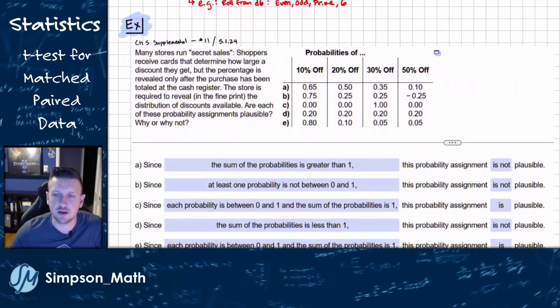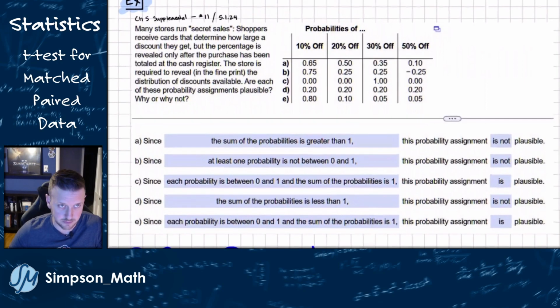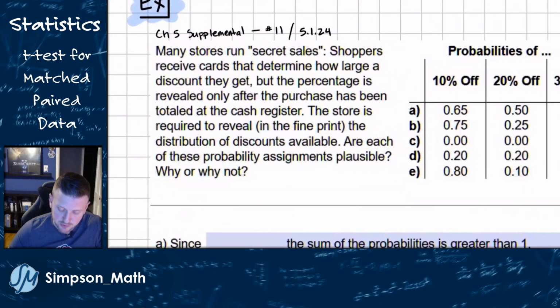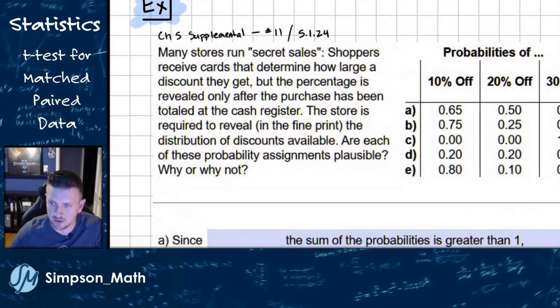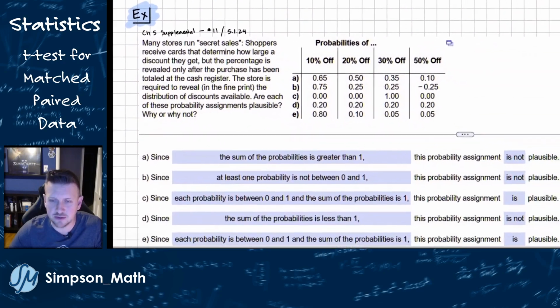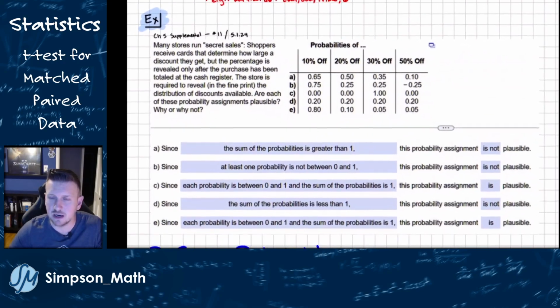All right, so take a look at this quick example here. This says many stores run secret sales. Shoppers receive cards that determine how large a discount they get, but the percentage is revealed only after the purchase has been totaled at the cash register. The store is required to reveal in the fine print the distribution of discounts available. Are each of these probability assignments plausible? Why or why not? So I do have the answers already revealed here, but let's talk about them.